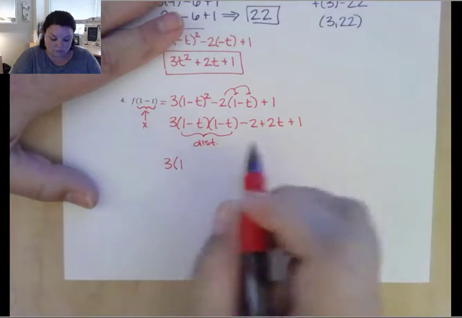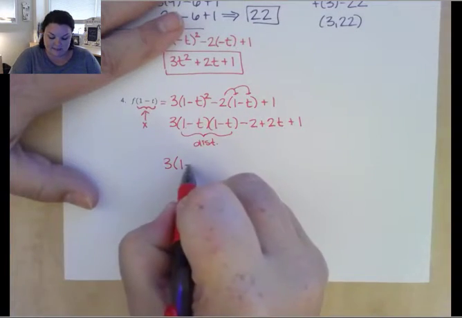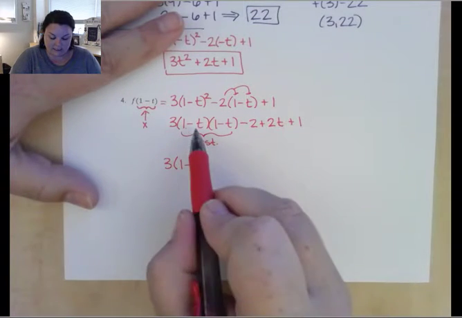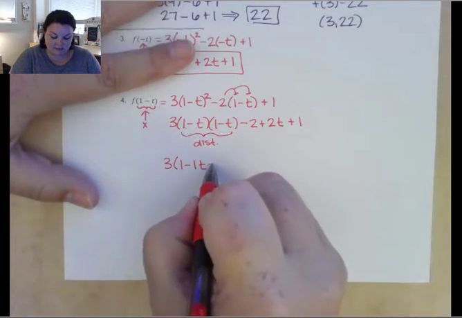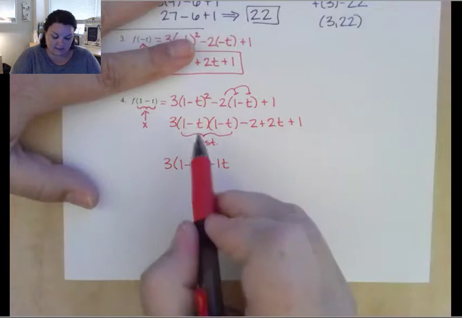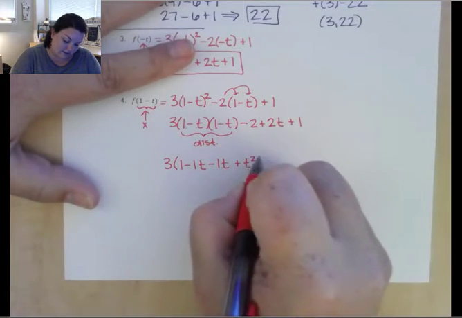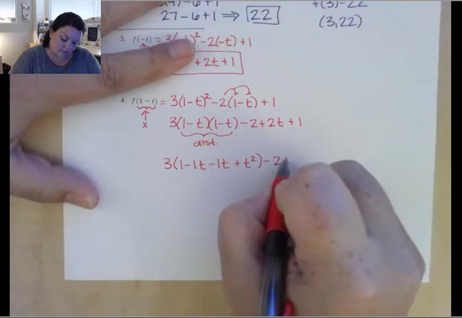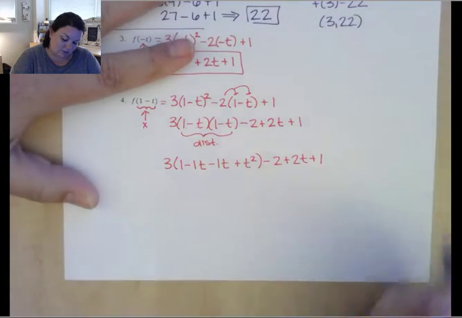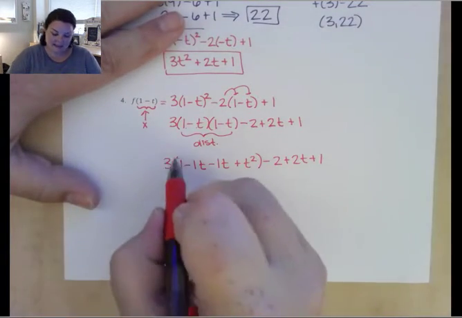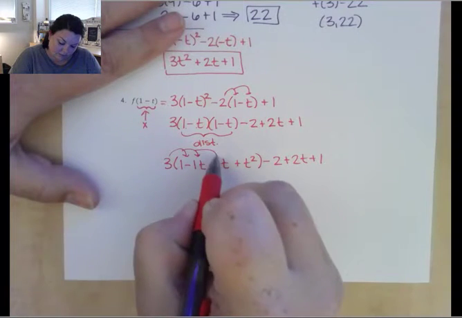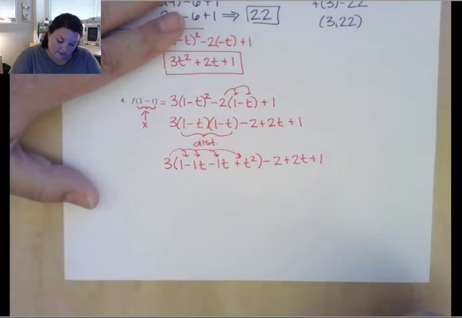1 times 1 is 1. 1 times negative t is negative 1t. Negative t times 1 is negative 1t. And negative t times negative t is positive t squared. Right? Minus 2 plus 2t plus 1. And now I can distribute this 3 into all of these terms.